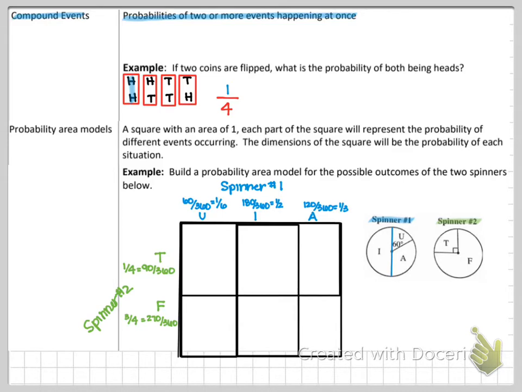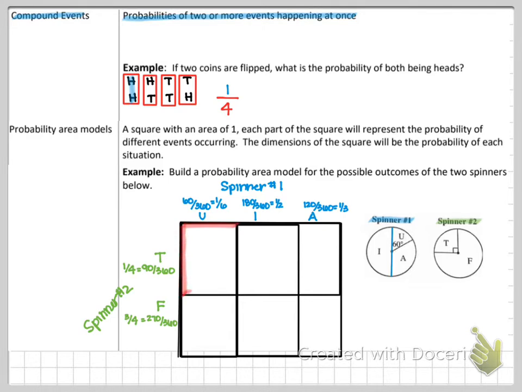So there's my true and there's my false also. Okay, so now I've got this box that's filled in. Okay, so when we're talking about this spinner 1 and the spinner 2, these are compound. These are two things happening at the exact same time. So we want to think about the probability of spinner 1 landing on U. So I'm going to take a look at this first box here. So we want the probability of landing on U and T.